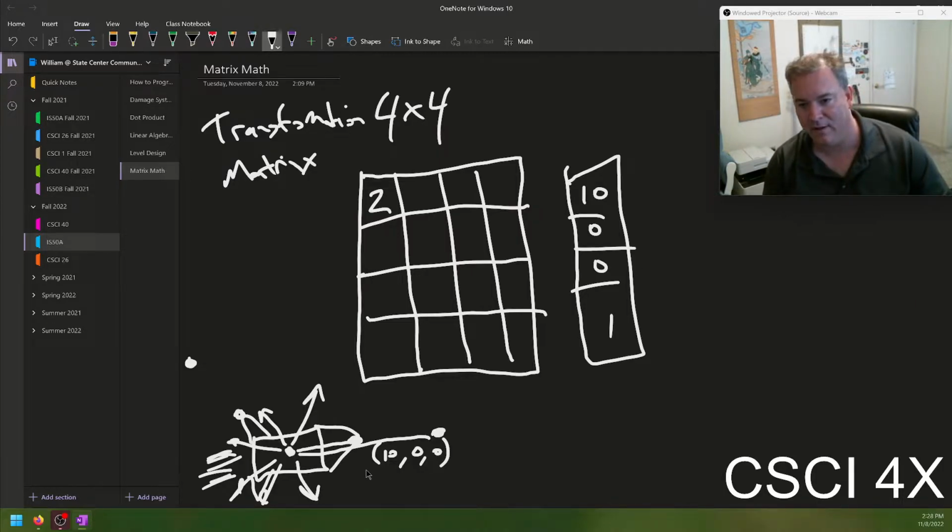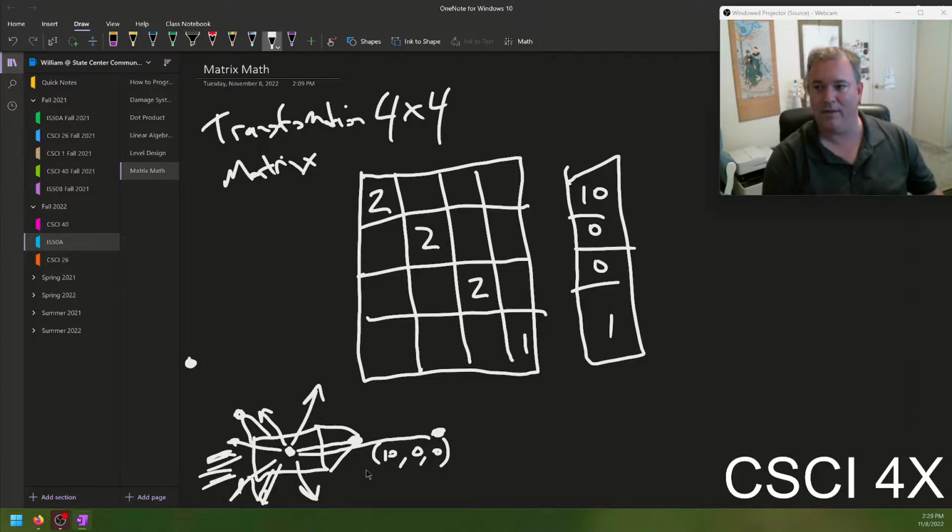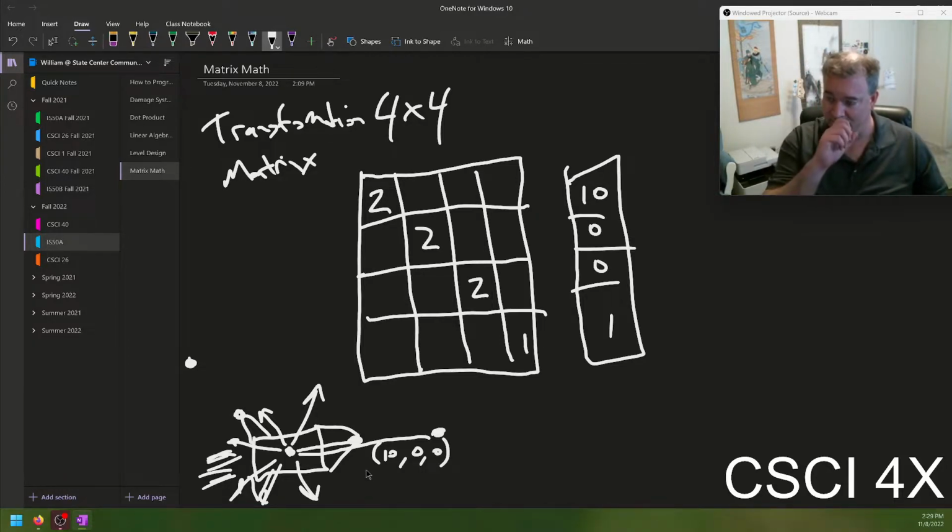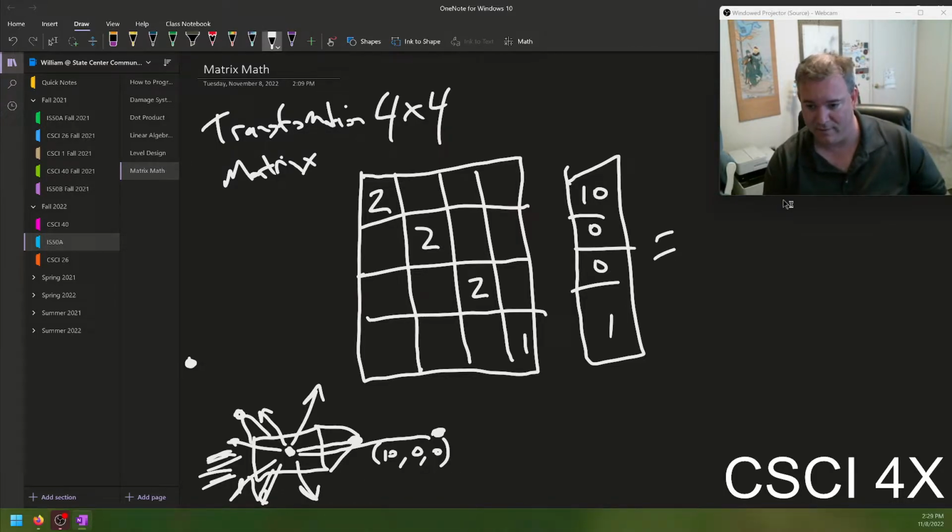So this here is a transformation matrix for doubling the scale of an object. So 2, 2, 2 is the scale, twice what it was before. So how do you do this? How do you do a matrix? This here is a matrix. This here is a vector. You're going to multiply them together. How do you do that?